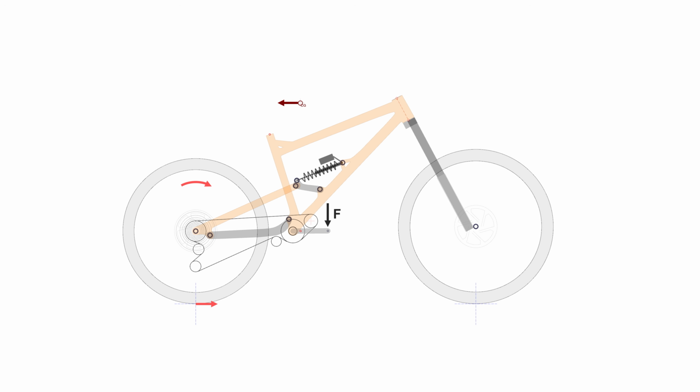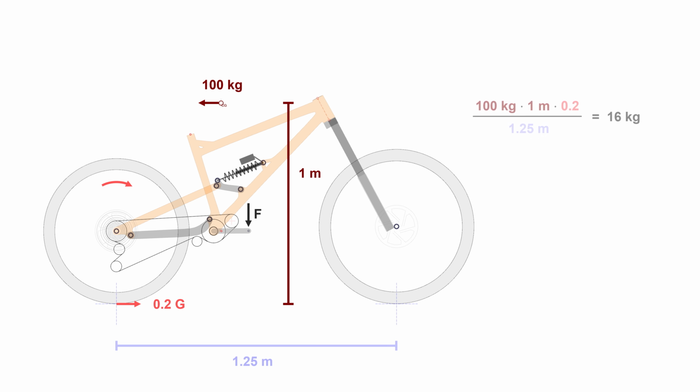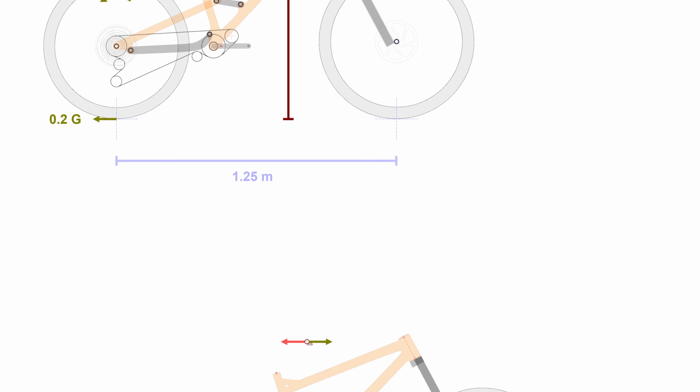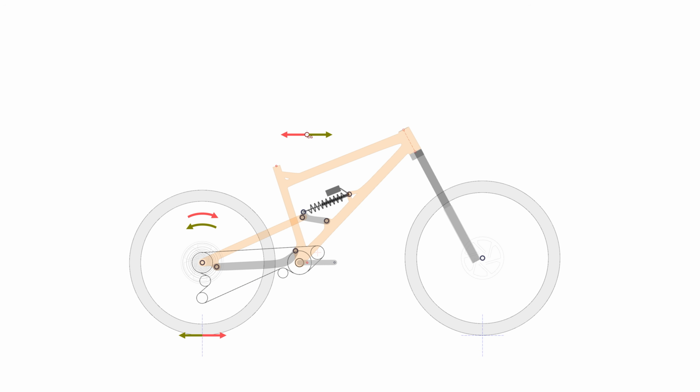We can calculate this weight shift with a few basic measurements. Let's say an 85 kg rider on a 15 kg bike accelerates at 0.2 Gs. If the center of mass is 1 meter above the ground and the wheelbase is 1.25 meters, the shifted weight will be about 16 kilograms. That means 16 kilograms will be lifted off the front wheel and transferred to the rear. This compresses the rear suspension and extends the front. Under braking, the exact opposite happens. The rear extends and the front compresses. Braking and pedaling are two sides of the same coin.